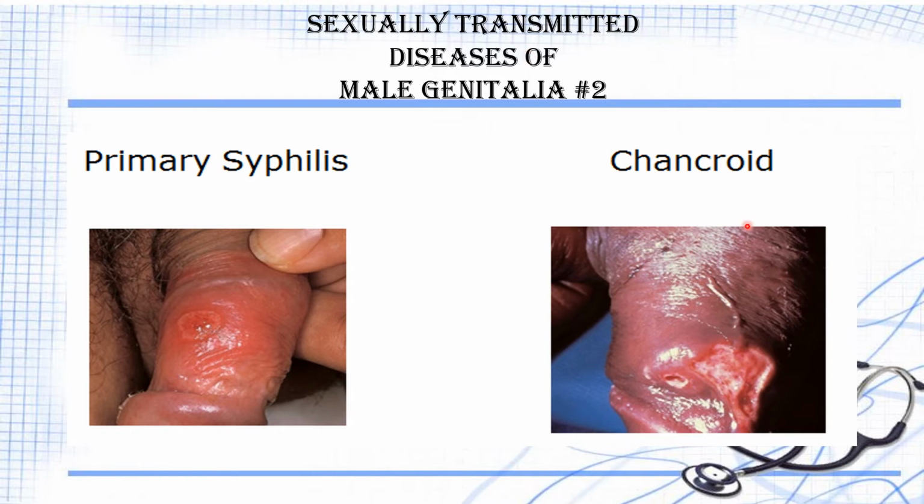Another abnormality is the chancroid. The appearance, look at this picture, is a red papule or pustule initially, then it forms into a painful deep ulcer with ragged, non-indurated margins that contains a necrotic exudate. It has a friable base. The causative organism is Haemophilus ducreyi.